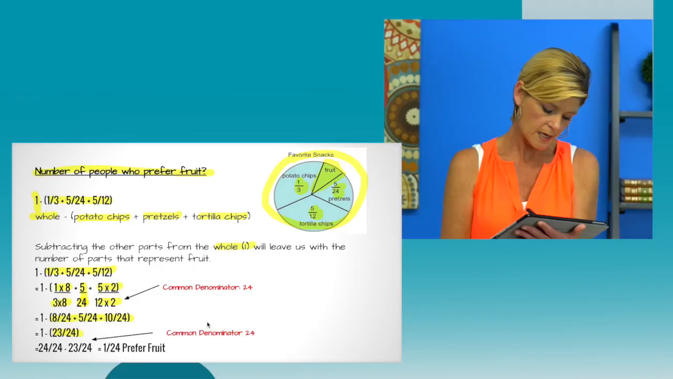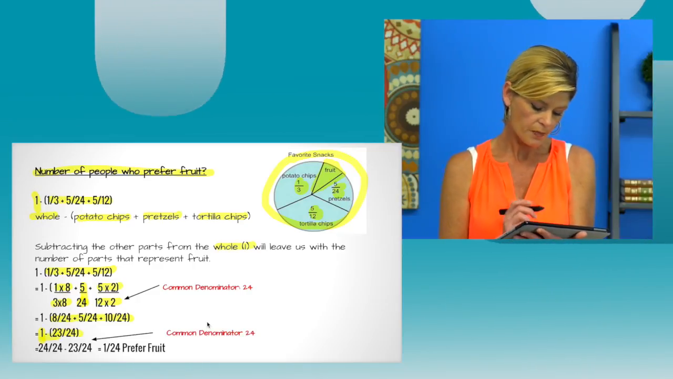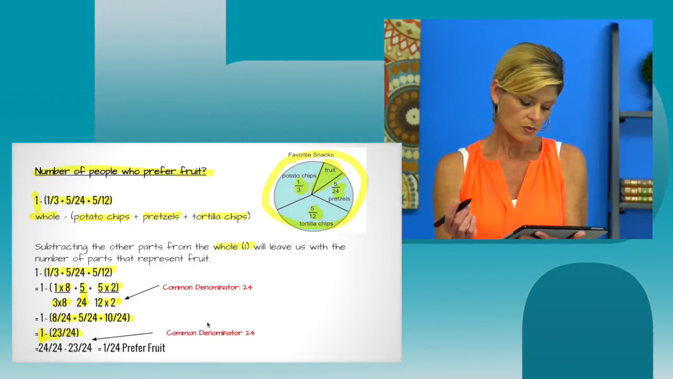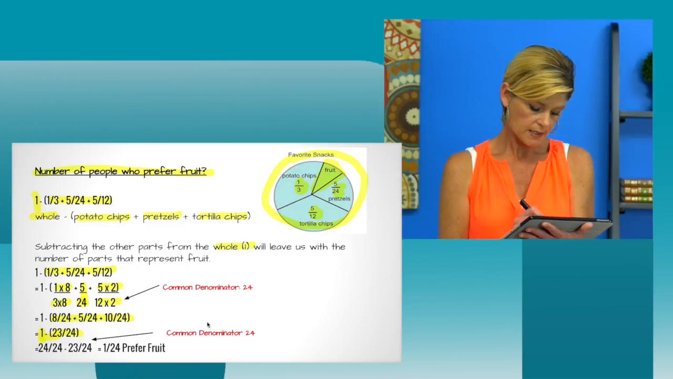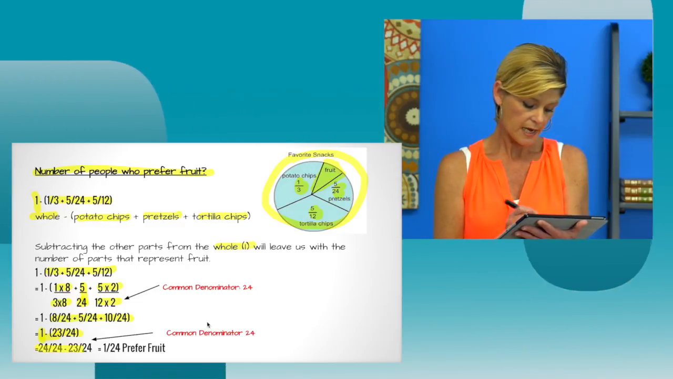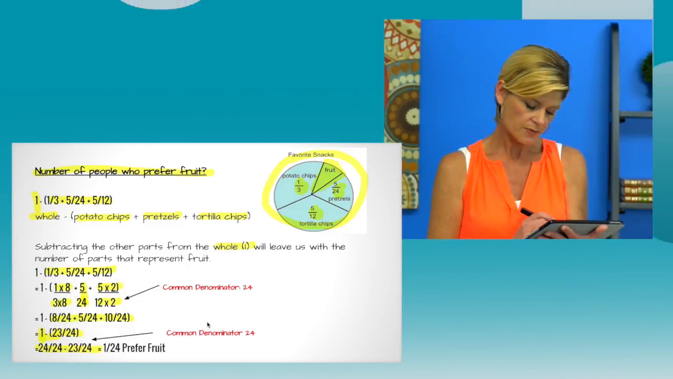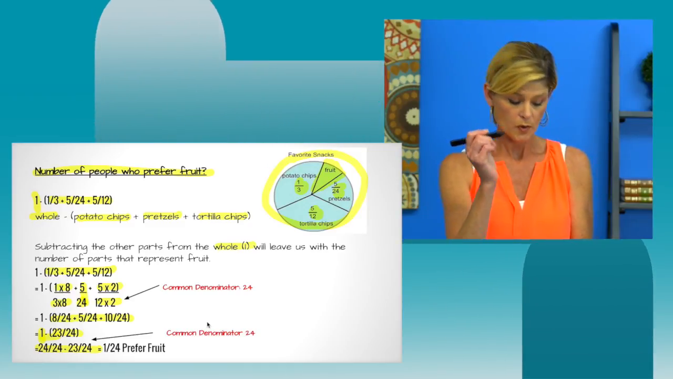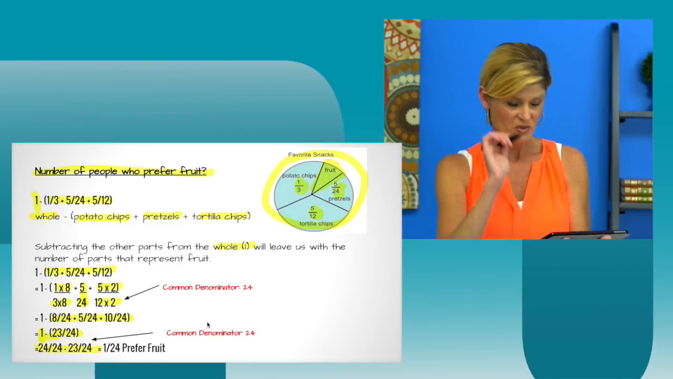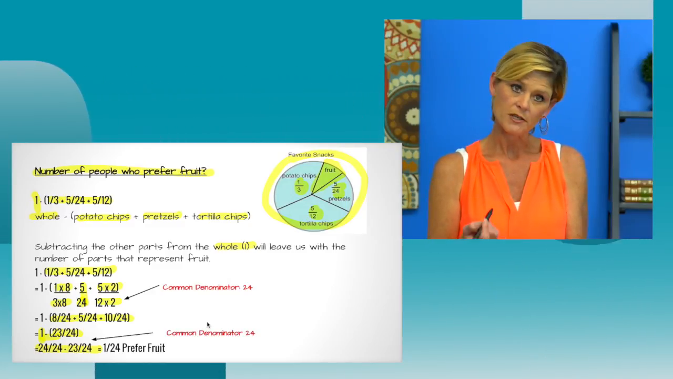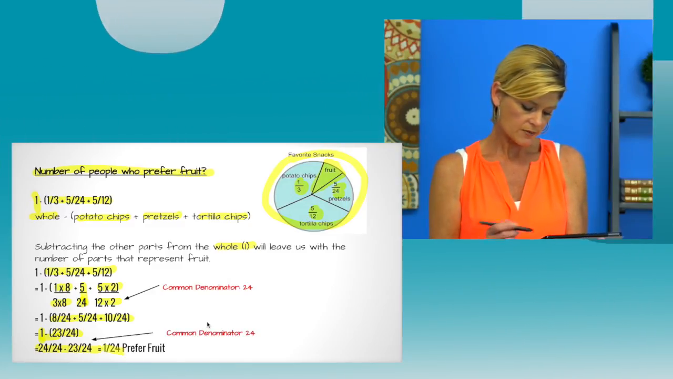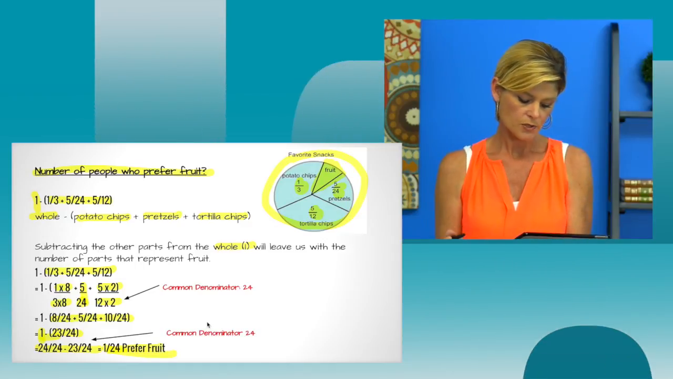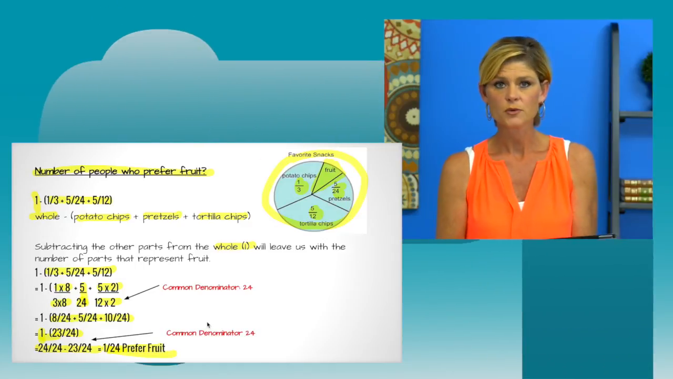So we've got our whole 1. Can't forget about that whole 1. 1 minus 23 over 24 gives us, oh, sorry, we have to have another common denominator for that problem too. So we're going to represent 1 as 24 over 24, and then subtract 23 over 24, and that gives us our answer of 1 over 24. That means 1 out of 24 people prefer fruit in this little survey.